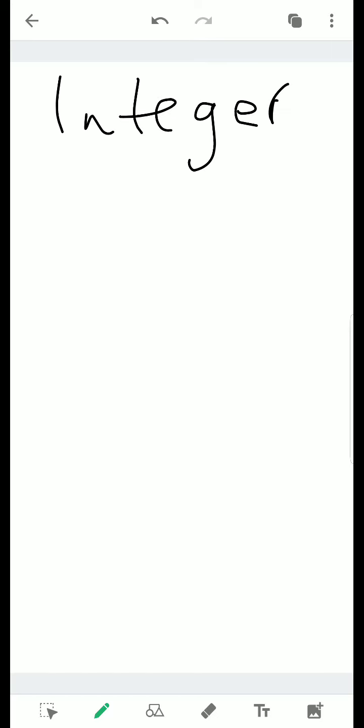In today's lesson, we are going to talk about integers. I hope you have heard the word before, integers. Good. So what is an integer? An integer is positive and negative whole numbers.